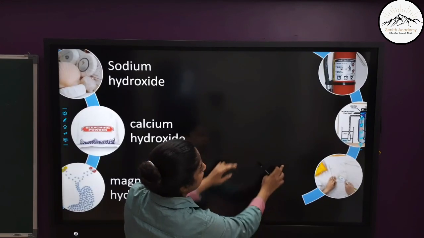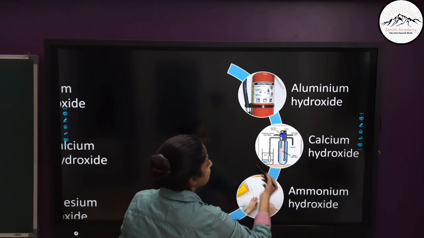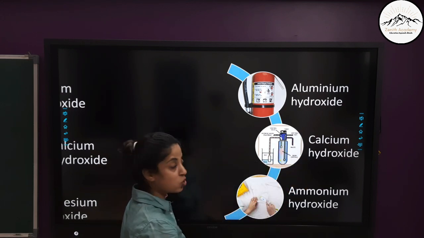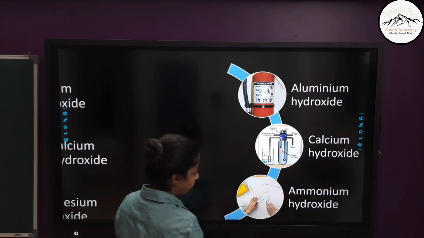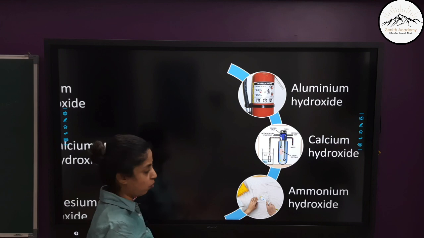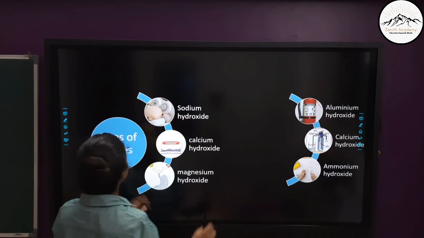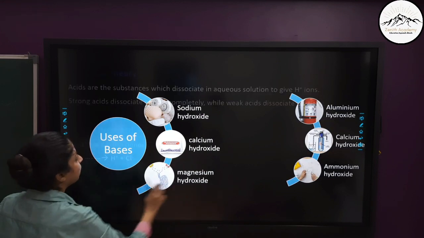Then here you can see aluminum hydroxide is used in fire extinguishers. Here this is softening of water. So in softening of water, calcium hydroxide is used, and then in removing the grease stains from our clothes, ammonium hydroxide is used. So these are some of the interesting uses of bases.